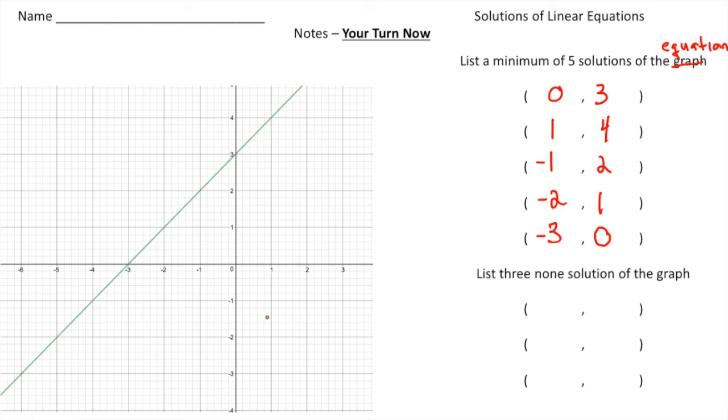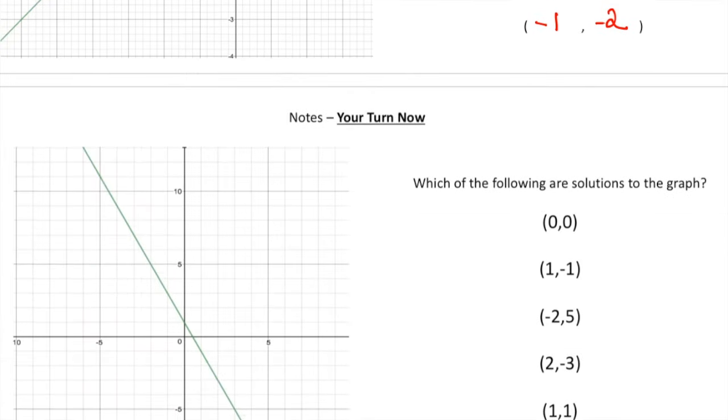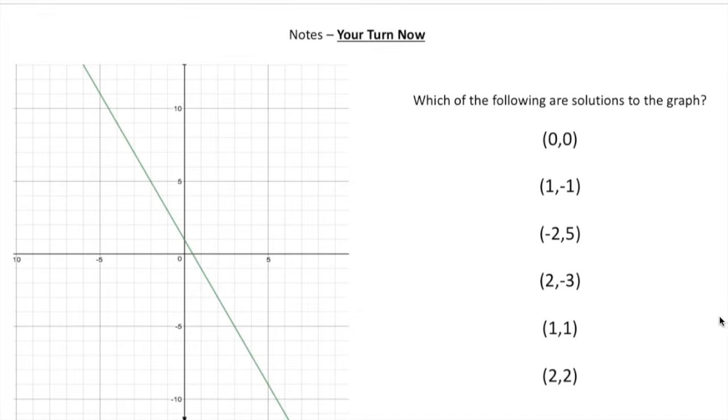All right, so now list 3 that are not solutions. Again, any coordinate that's not on this green line is a non-solution. So 0, 0 is a non-solution. How about 1, 1? That's a non-solution. And then how about negative 1, negative 2? This is a non-solution.